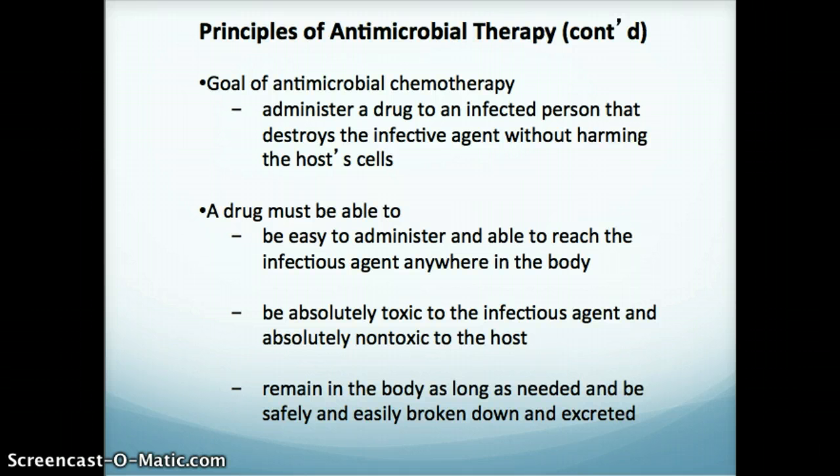The drug must be easy to give, so something that can be taken easily, and it must be able to reach anywhere that the infection might be in the body. It also should be kind to the host while being toxic to the infectious agent. So we want something that destroys the agent without hurting us. And then it must be able to be in the body long enough to kill the infection, but also safe and easily broken down so that we can get rid of it from our body and we don't have it in our body for longer than is needed.